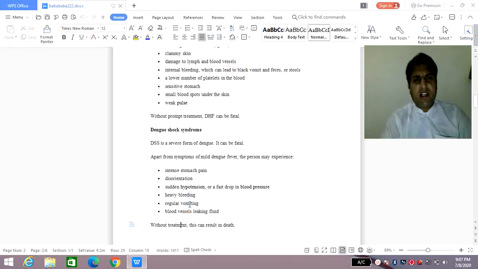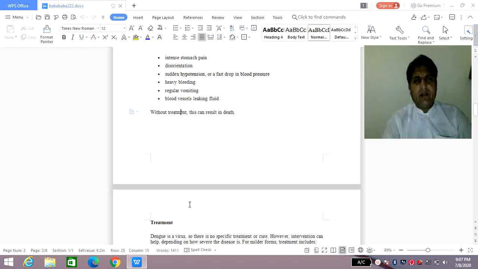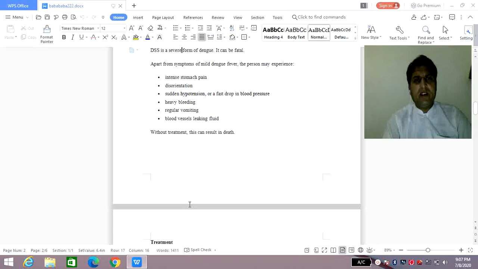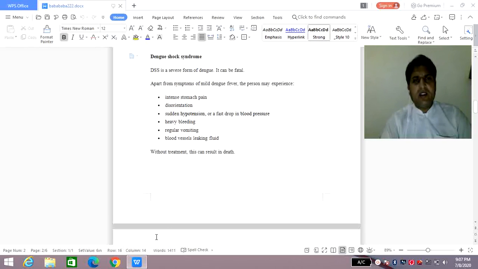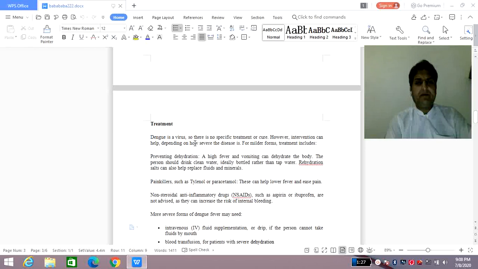It's a very lethal condition. Whereas dengue shock syndrome is also very lethal, and the most common signs and symptoms of this condition are intense stomach pain, disorientation, sudden hypotension, heavy bleeding, regular vomiting, and blood vessel leakage, which is the most common reason. If not properly treated or managed, this may lead to death.